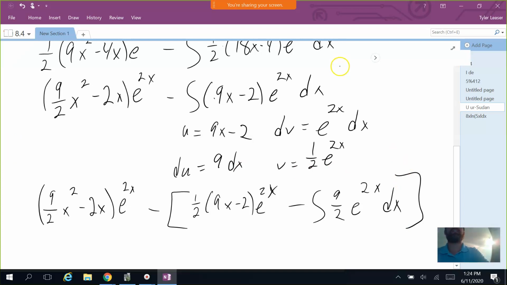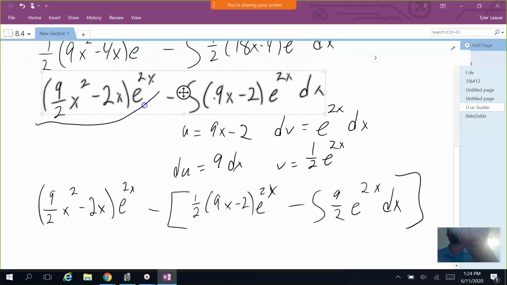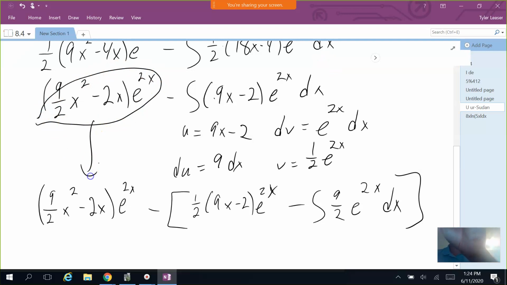Okay, so I know I just did a lot there. So just to go back and talk through it, we were here. I just copied down this first part. That came straight down.